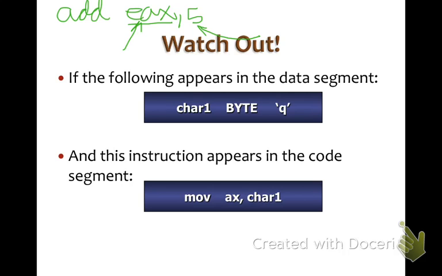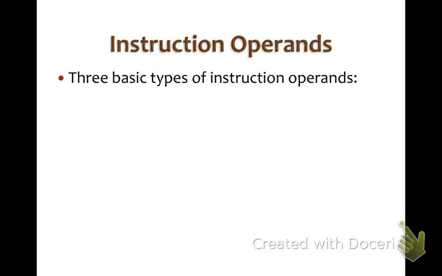In this case, I've got a problem because I've allocated 1 byte of memory for this identifier, but I'm trying to move this 8-bit value to a 16-bit register. This will give you an error. It says something like size mismatch. So just be careful on that. Again, we'll mention it many, many times.